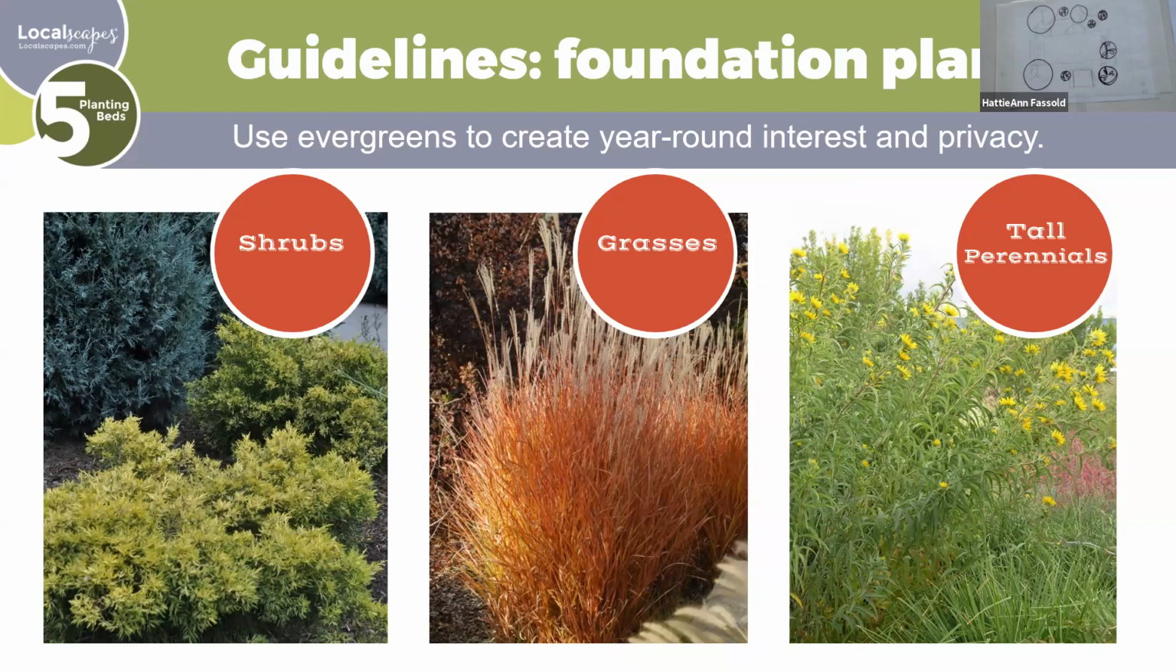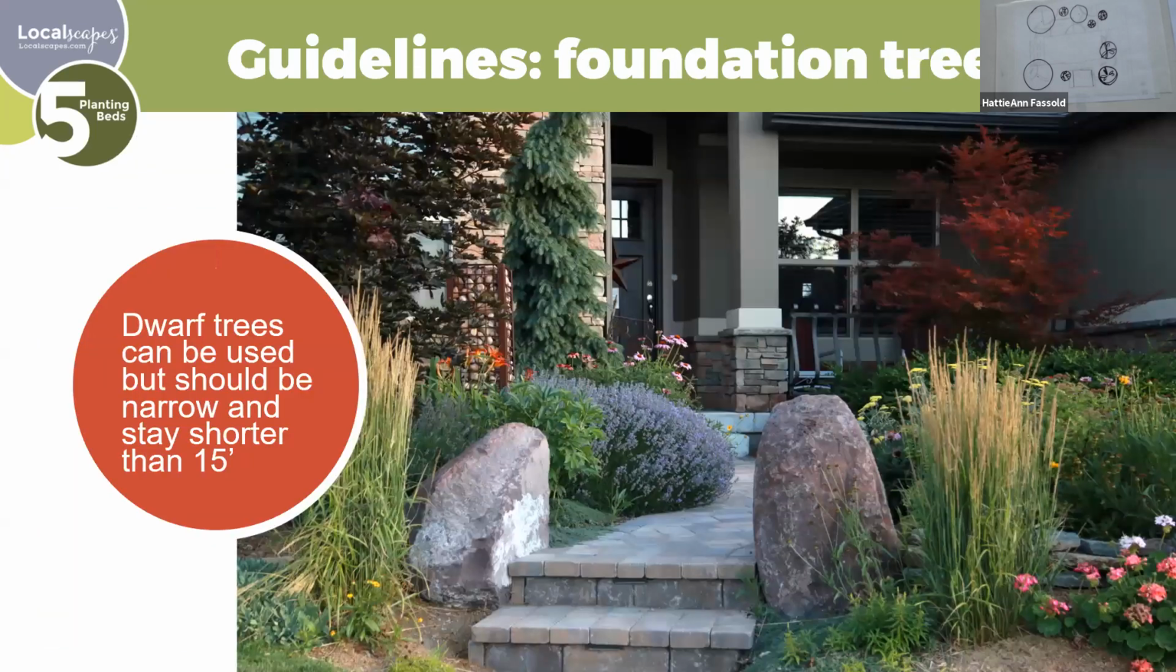Dwarf trees can be used, but they should be more narrow and should stay shorter, right? So if you get a dwarf version of a gigantic evergreen tree, dwarf usually still means that it's going to be like 20 feet, right? So make sure that you have the size of that tree right. If you want a smaller tree there, make sure you get a smaller tree to go there.